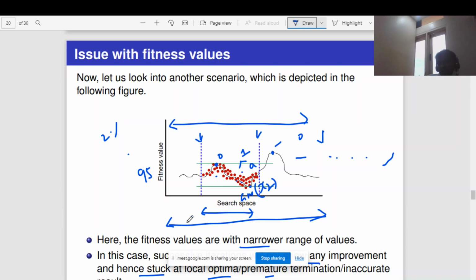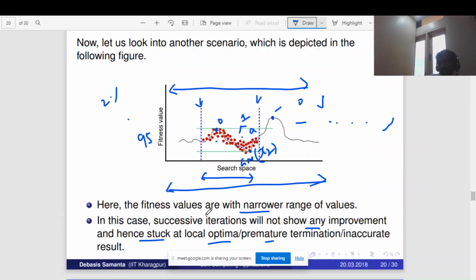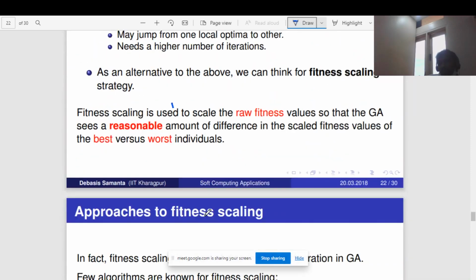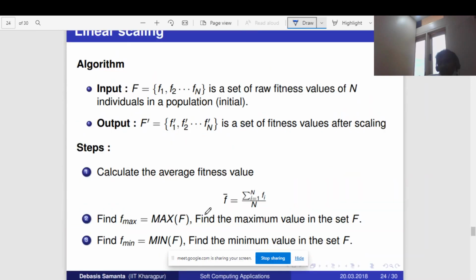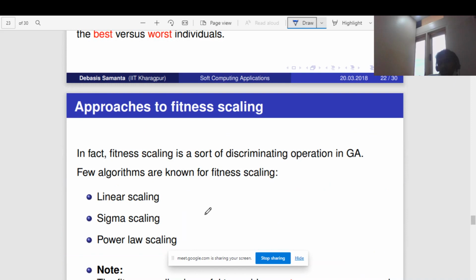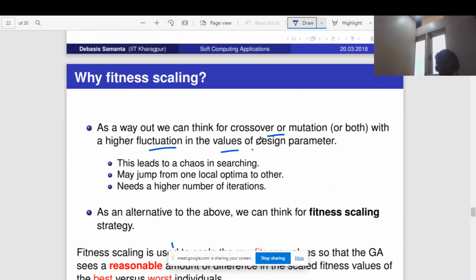But if you do this, then the problem will not converge quickly, and that may not lead to an optimal solution in a short period of time. So that's what is explained here, but that will not help us. This will lead to chaos and confusion in searching. It may jump from one local optimum to another. It needs a higher number of iterations. These are the drawbacks. So that way it won't work.